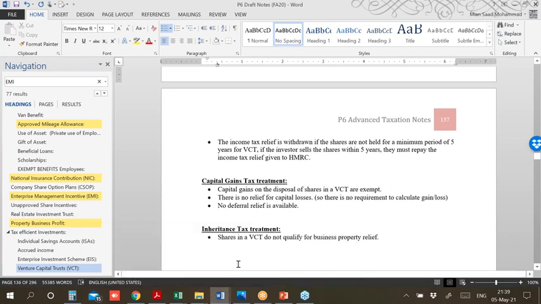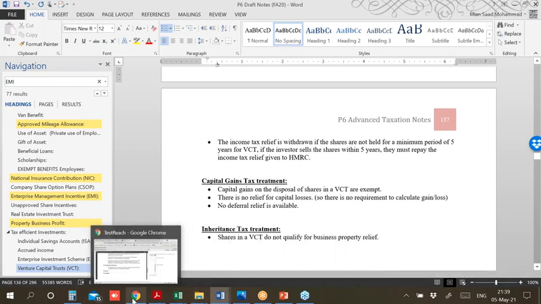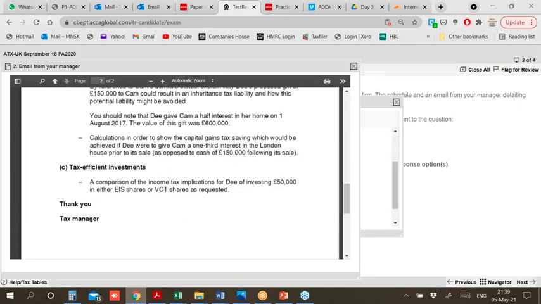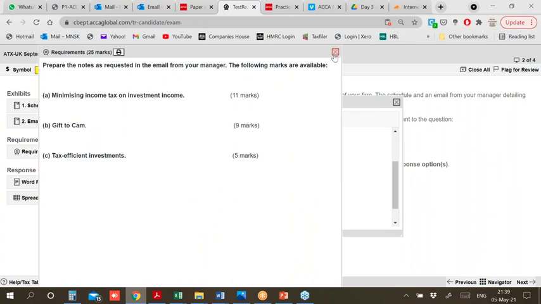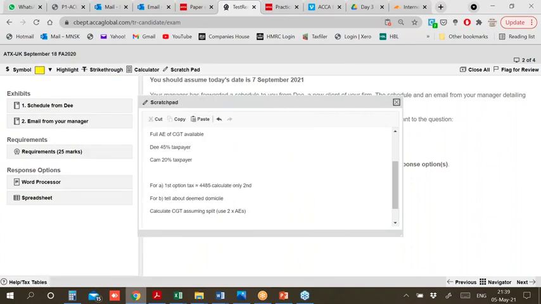So, coming back to the question, what I'll be telling the client is this: because there are not that many marks available, I'll not discuss in that much detail. If I quickly look at how many marks are available, there are 5 marks available. So I'll just tell her the key points.